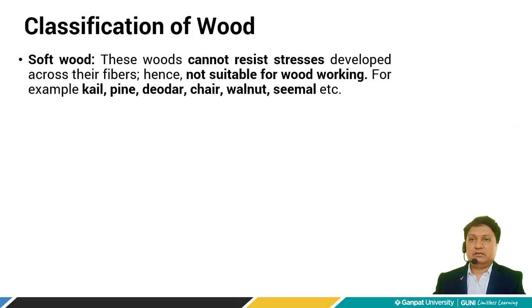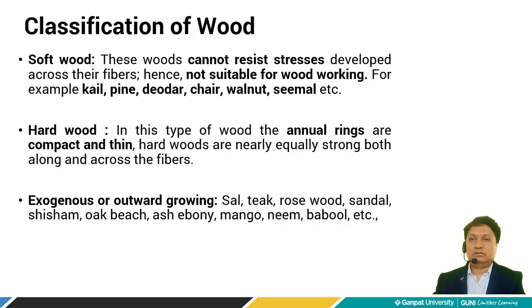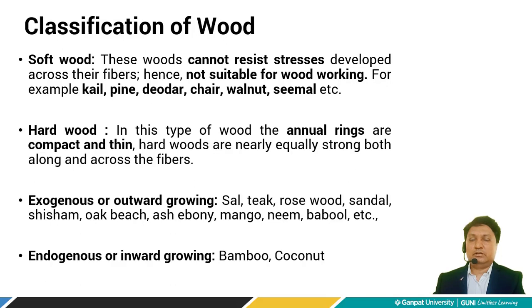Woods can be classified as softwood, hardwood, exogenous or outward growing, and endogenous or inward growing. Softwoods cannot resist stresses developed across the fibers, hence not suitable for woodworking. For example, kail, pine, deodar, cher, walnut, etc. Next is hardwood. In this type of wood, the annual rings are compact and thin. Hardwoods are nearly equally strong both along and across the fibers.